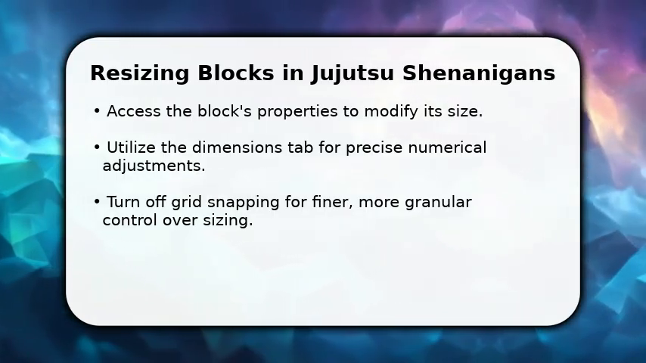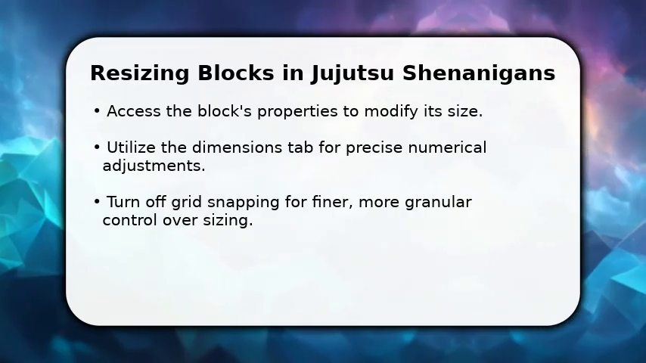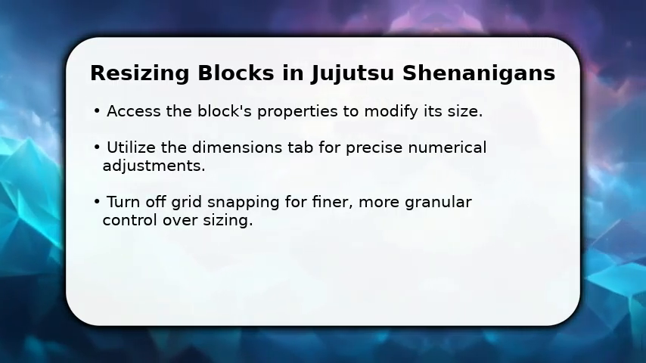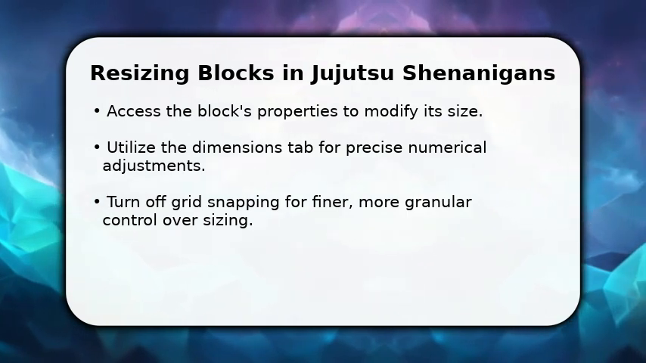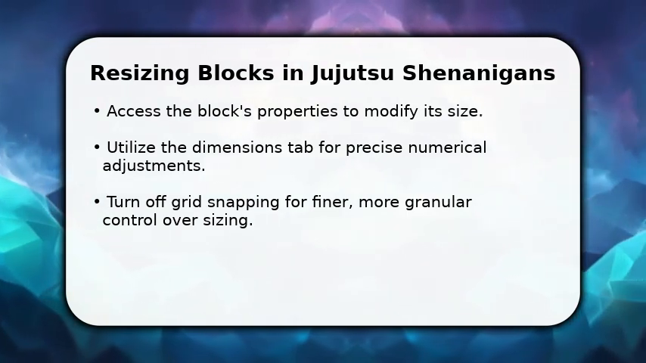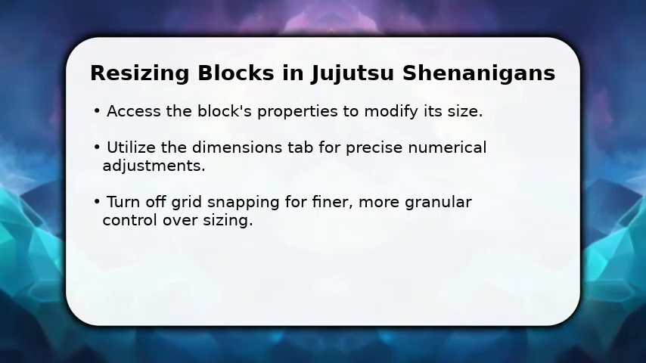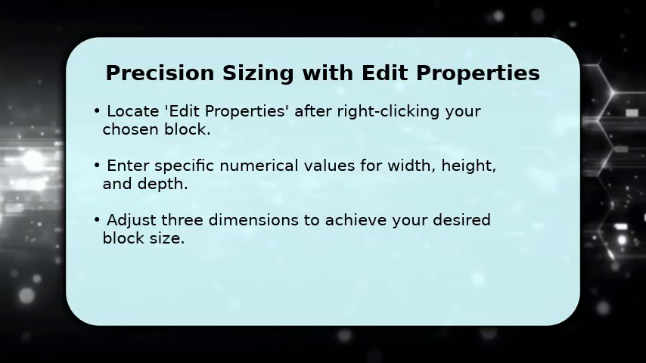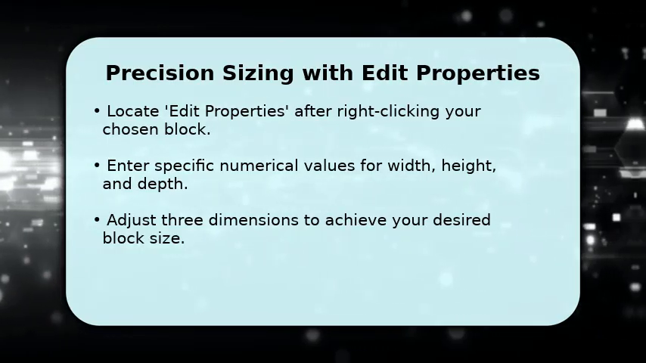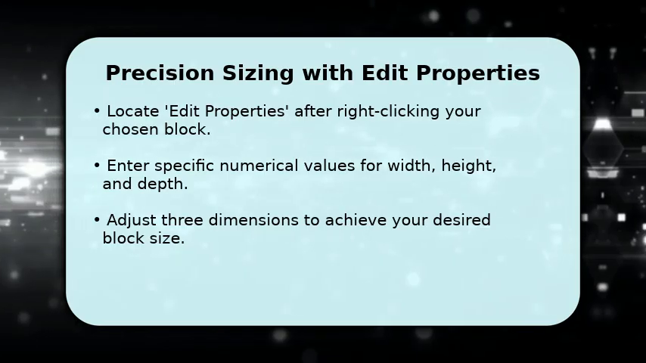Inside, you will find a dedicated Dimensions tab, allowing you to input exact values for width, height, and depth. Remember to disable grid snapping for the most accurate and detailed resizing, giving you complete creative freedom. Once you have opened the Edit Properties window, focus on the Dimensions tab. Here, you can manually input exact measurements for your block's width, height, and depth.